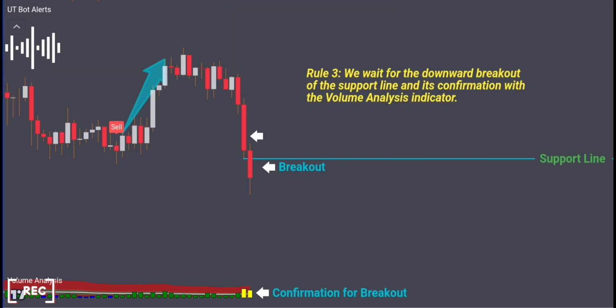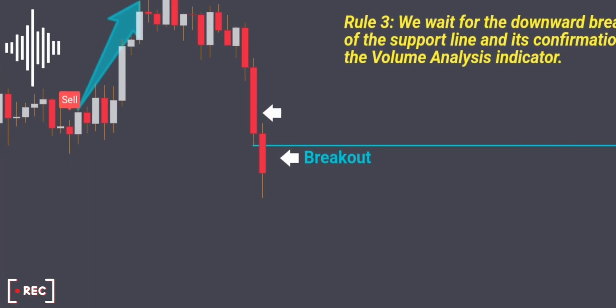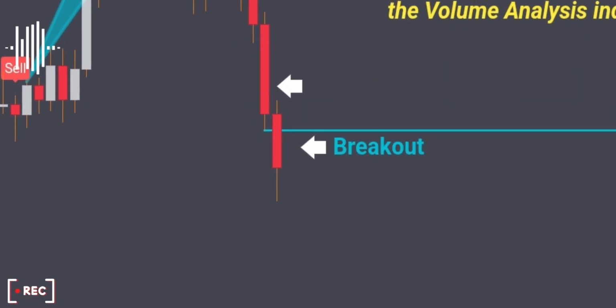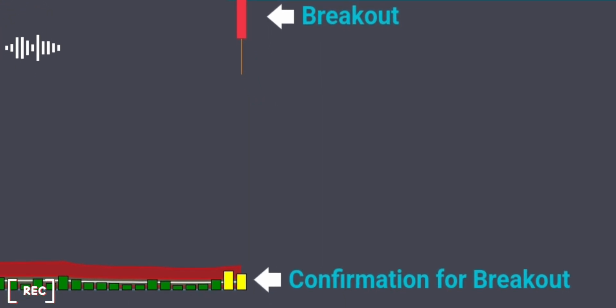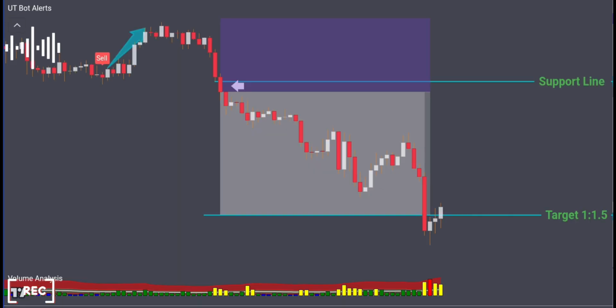Rule 3. We await the downward breach of the support line we've drawn, confirmed once again by a red candlestick validated by the volume analysis indicator. Currently, we can see this formation on the screen. When applying the rules precisely, we have once again reached our target.